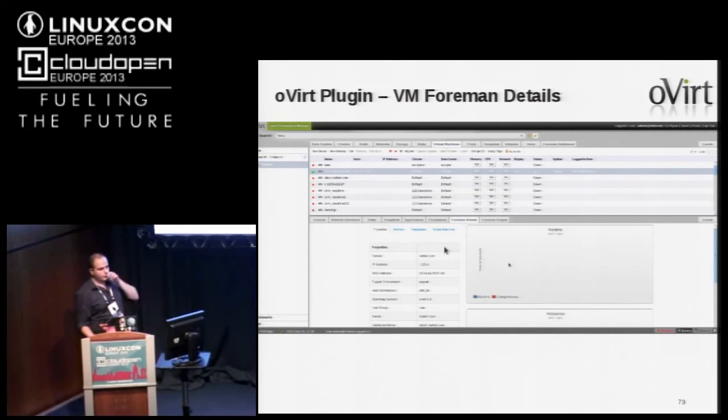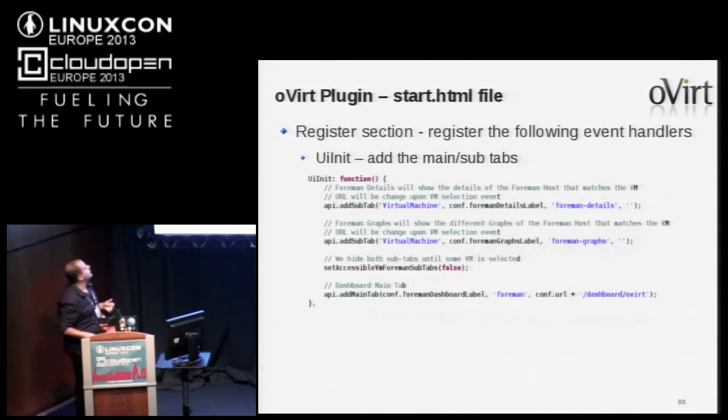I'll show the code for that later on, but you understand here that I have a new main tab, so I use the add main tab action. I have a new subtab in here for Foreman details. And I have a VM selection changed event in order to change the URL that I'm showing in the subtab according to the VM that I selected. And if I selected more than one VM, then the subtab is irrelevant. So is the flow clear? So that's another use case.